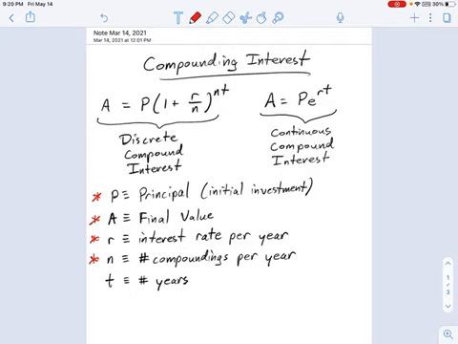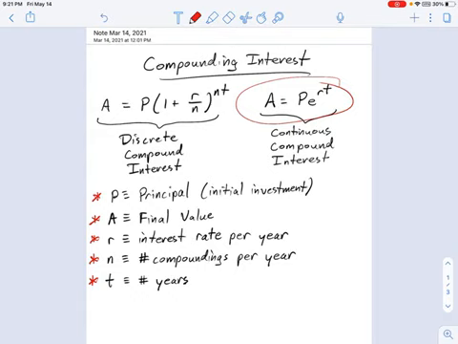What a compounding is, is how many times per year you calculate that interest. And the more times you calculate the interest, generally the higher the interest you get paid is. And T is the number of years. And you can see that all these variables are used in the equation on the left, the discrete compound interest. But one of them is missing on the right. On this right equation, we don't have the variable N.